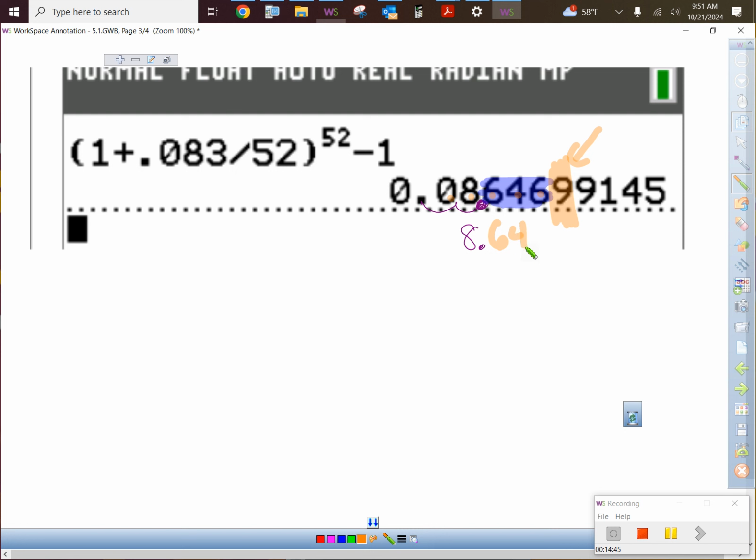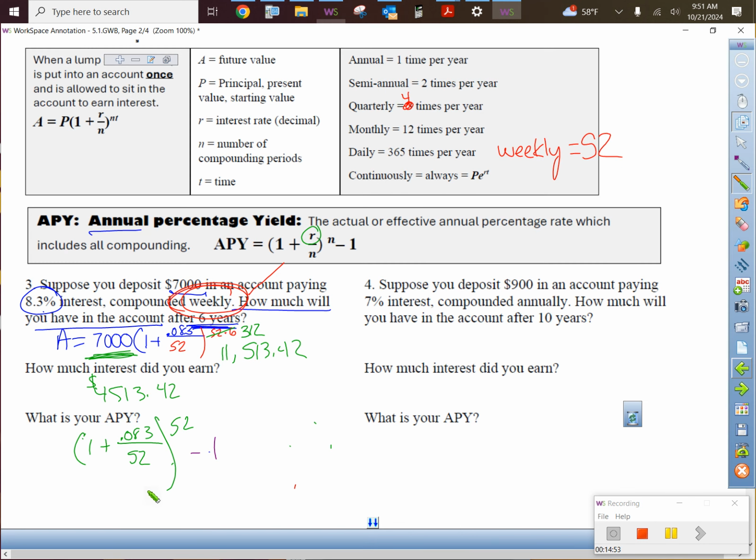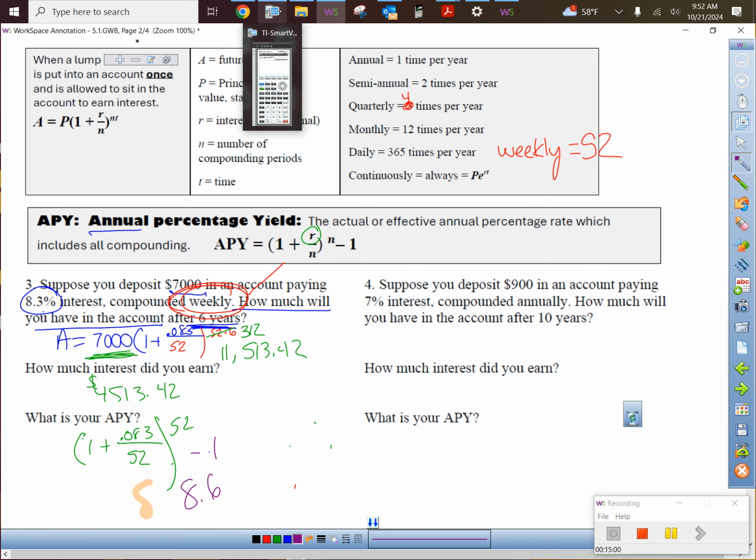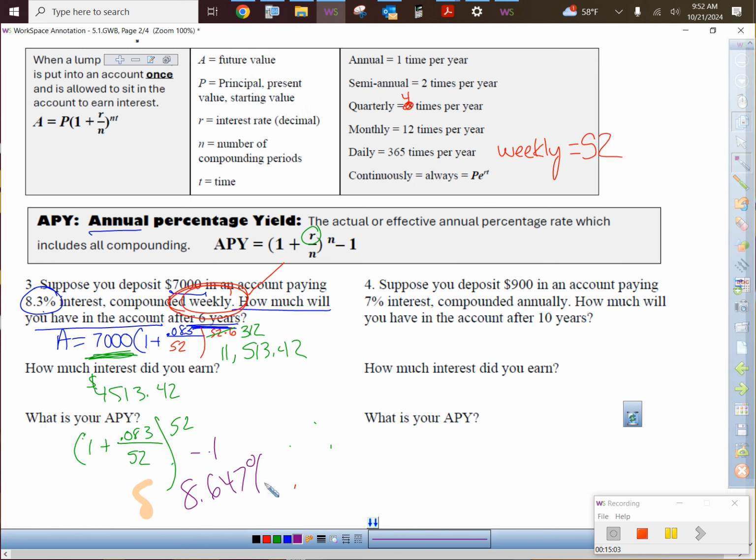So 8.647% is what they'll end up doing. Sorry, I wrote that with a highlighter. Weird. That's the annual percentage yield, about 8.6, what did I say? 647, thank you very much, 8.647%. So what I'll do is I'll have you pause the video and see if you can do number 4 without me.